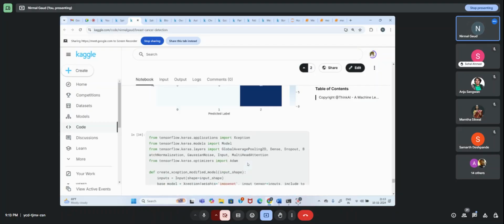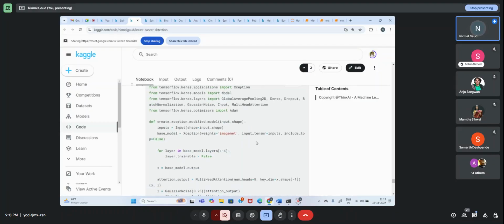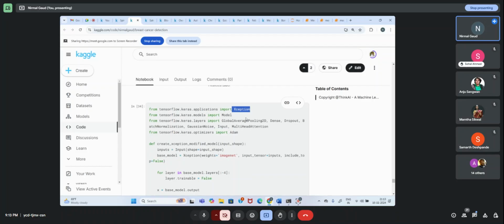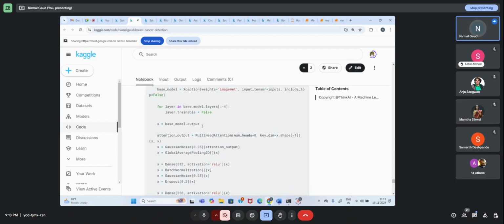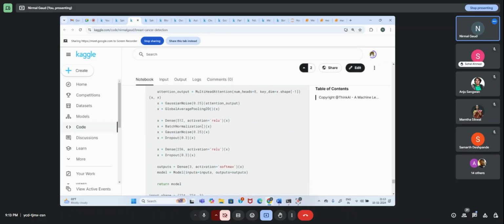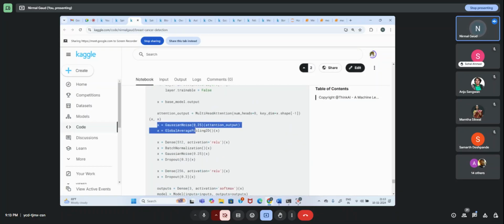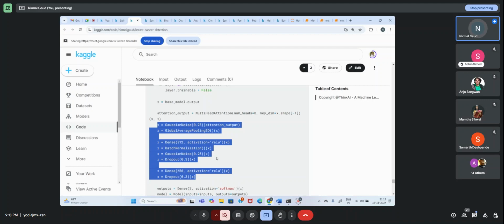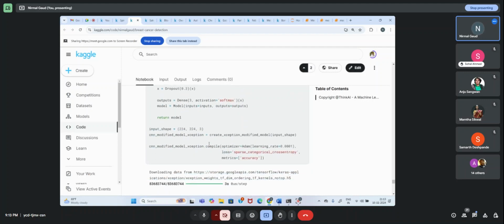So, like Xception, here is the Xception algorithm. Same, I just changed the name. Just copy the code of VGG16, paste it down. Instead of 16, just use Xception. Everything is same. Okay, I'm just using these layers also. Gaussian noise, global average, batch, everything is same.